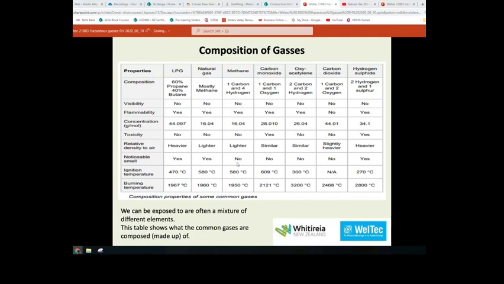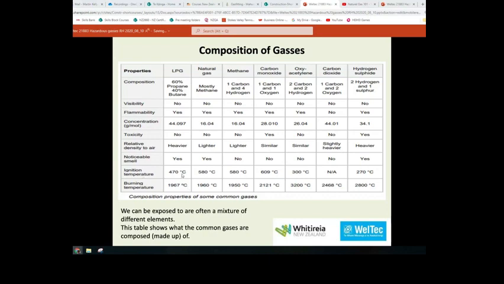Noticeable smell: natural gas, methane, and carbon monoxide don't have a smell. There's a couple of others there: carbon dioxide, oxyacetylene. Presumably the acetylene part of the oxyacetylene, not the oxygen part. But most of the other ones do have a smell or an odorizer is added.